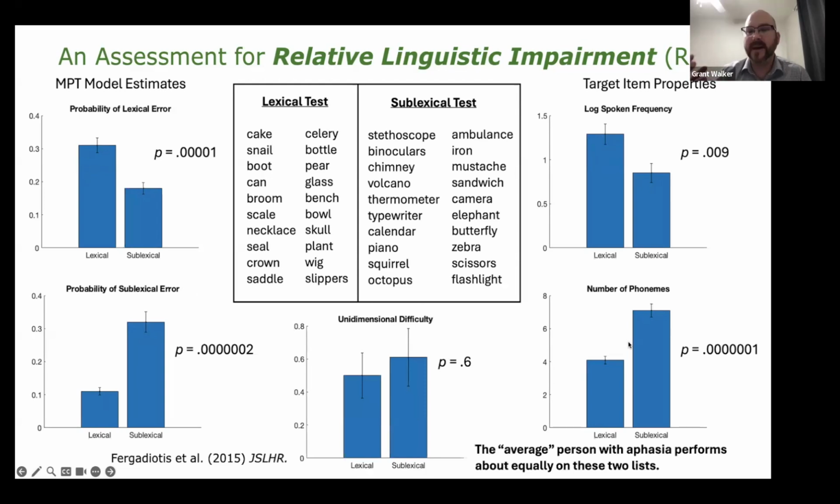But what's really interesting, I think, is that if you do a unidimensional model and you ask just on average, are these items more or less difficult? The average person with aphasia performs about equally on these two lists, because the average person with aphasia has damage to both systems. These numbers come from a unidimensional item response theory analysis of the Philadelphia Naming Test that was performed by Fergadiotis et al. and provides the basis for the computer adaptive test. So this model does not see these items as different, which is somewhat important.